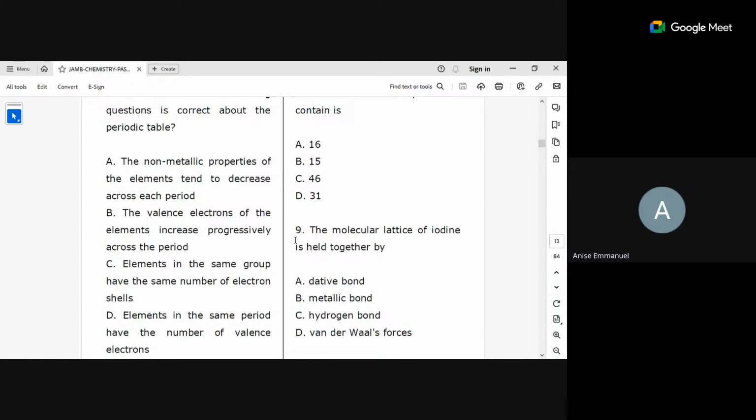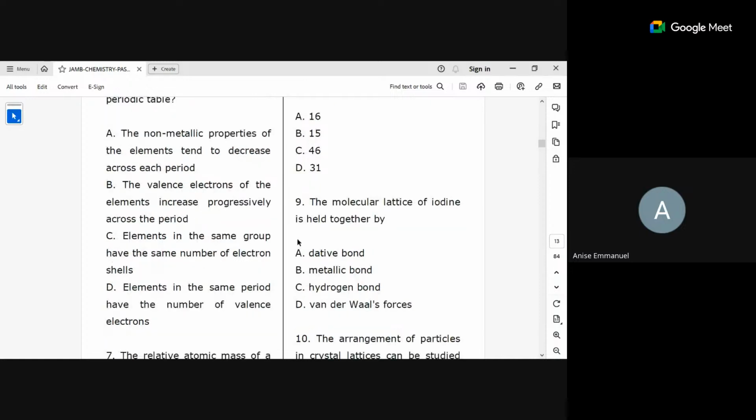Elements in the same period have the same number of valence electrons. No. So the answer is B.